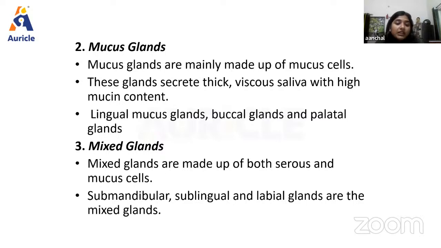Then last we have mixed glands. As the name suggests, this type of gland will contribute both types of secretion, watery secretion as well as mucus secretion. It means it will contribute thin secretions as well as thick secretions. Mixed glands are made up of both serous and mucus cells. Submandibular, sublingual, and labial glands are examples of mixed glands.